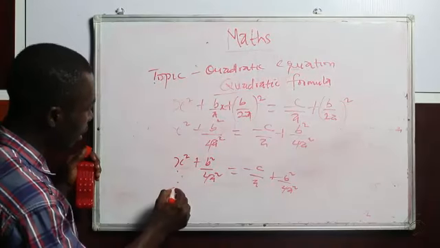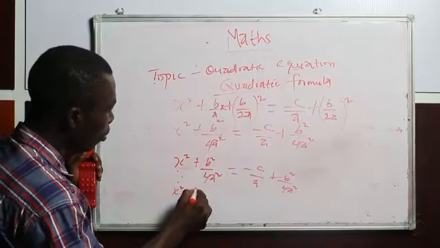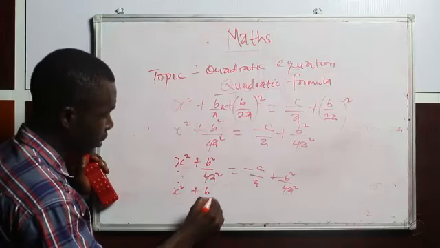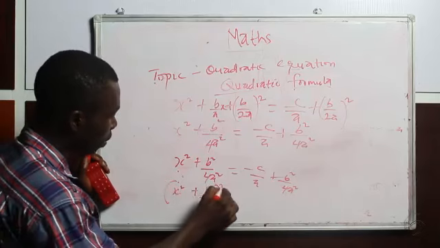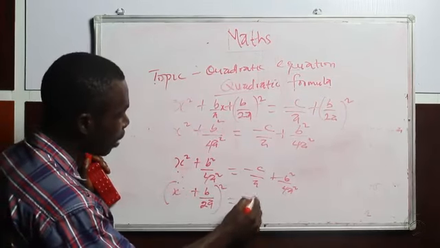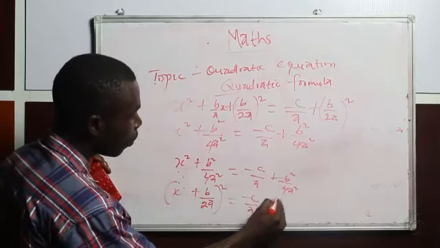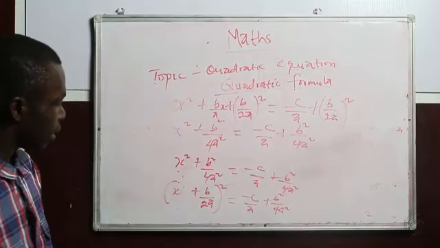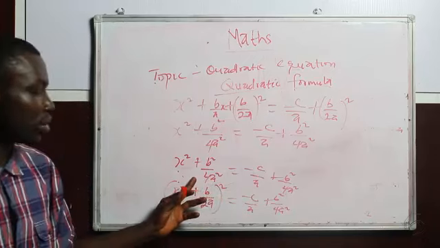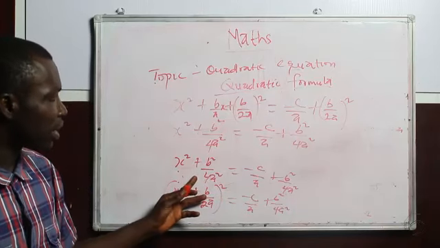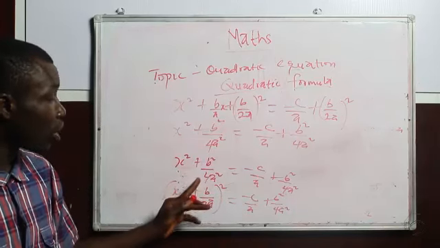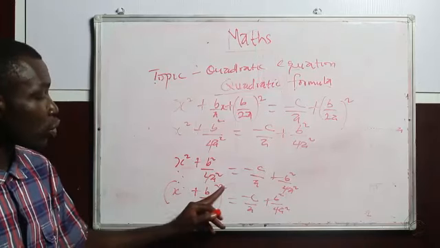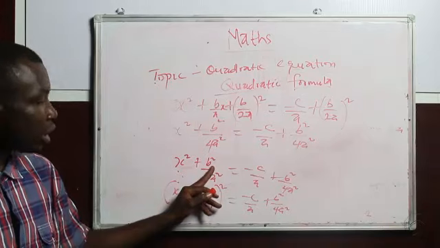We now have x squared plus b over 2a all squared equal to minus c over a plus b squared over 4a squared. Now, we factorize these equations. How do we factorize this equation? Because x squared plus b squared over 4a squared, when we factorize it, we have this. When we square it back, we're going to have these equations.